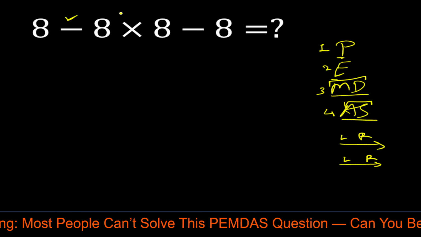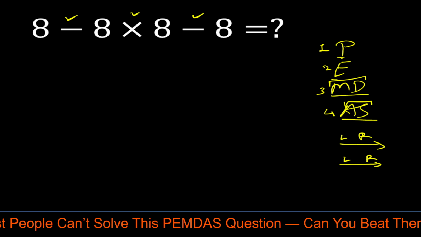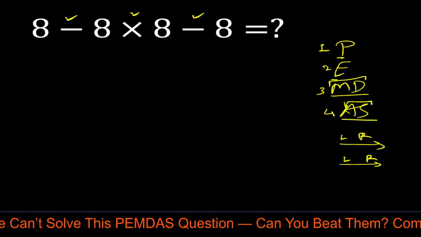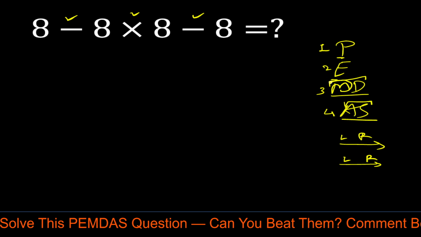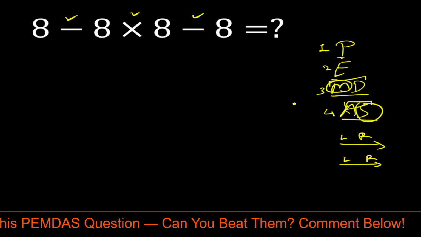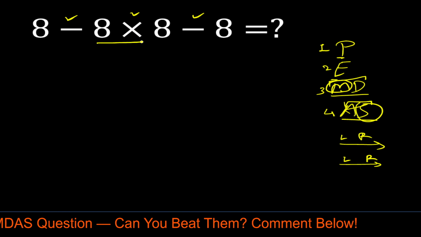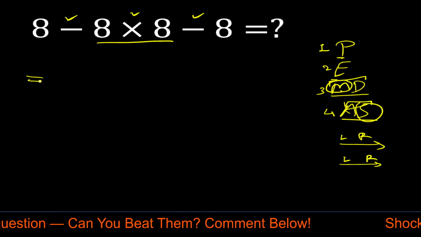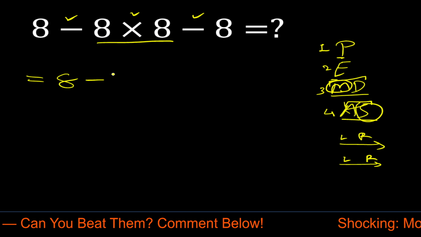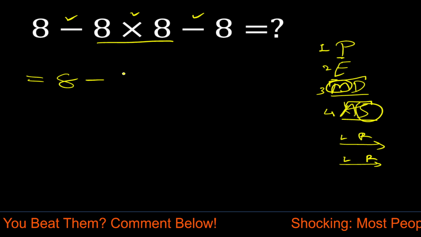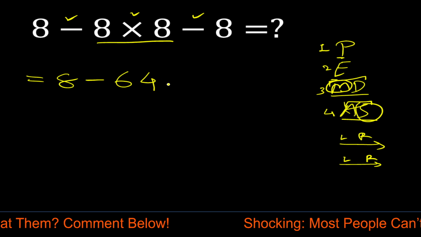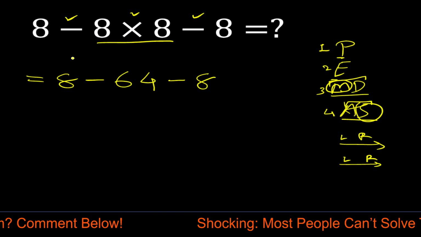So in this question, here we have subtraction, here multiplication, and here subtraction. So according to the PEMDAS rule, first we have to solve multiplication, then we have to solve subtraction, right? So first we have to solve this multiplication. So now 8 minus, now solve this multiplication. 8 times 8 is equal to 64 minus 8.